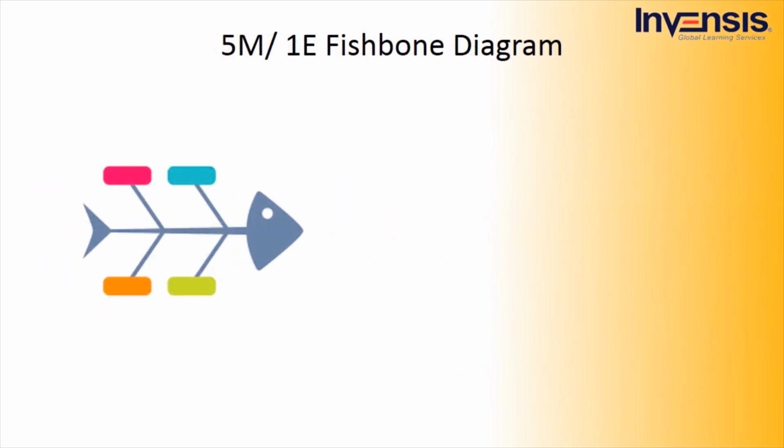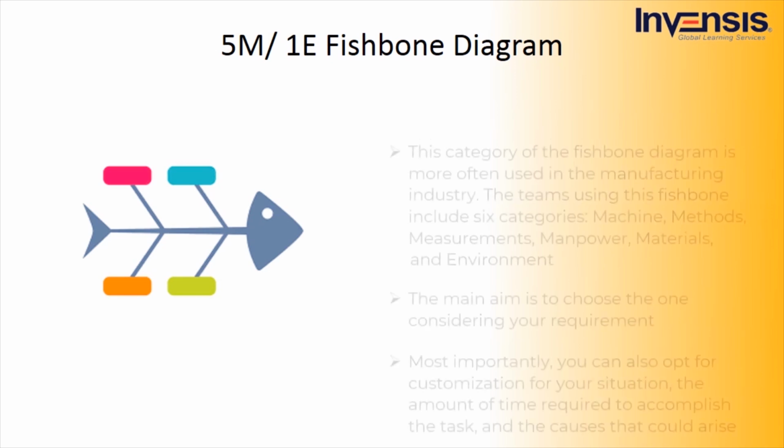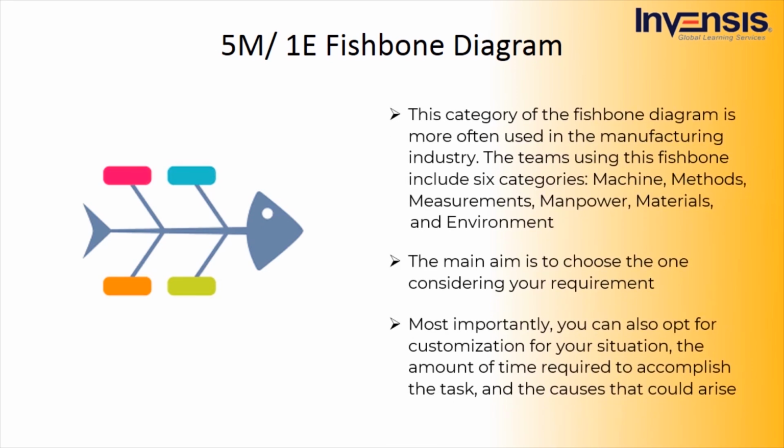Next, let us understand 5M and 1E Fishbone Diagram. This category of the fishbone diagram is more often used in the manufacturing industry. The teams using this fishbone include 6 categories: machine, methods, measurements, manpower, materials, and environment. These 6 categories cover every aspect we come across in the manufacturing sector. An additional 2 categories are included, such as maintenance and money.